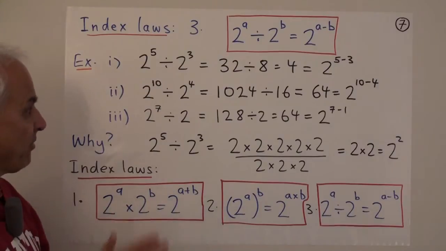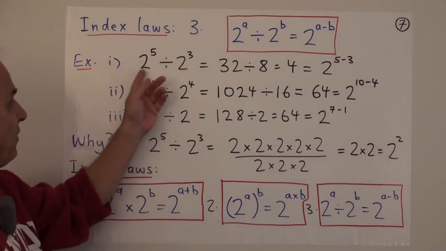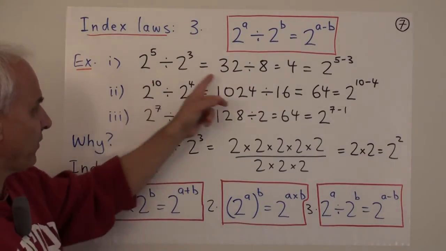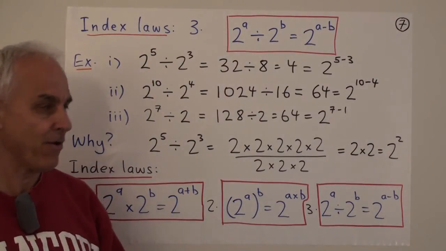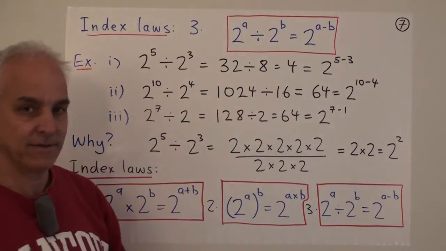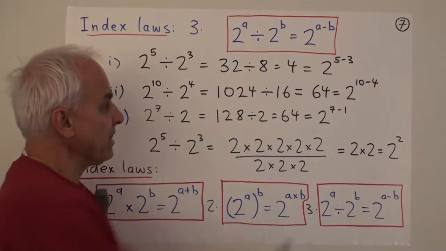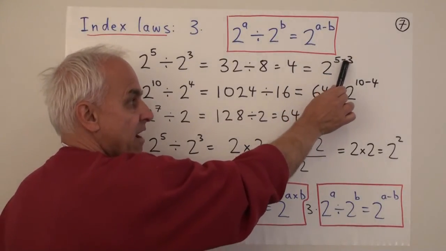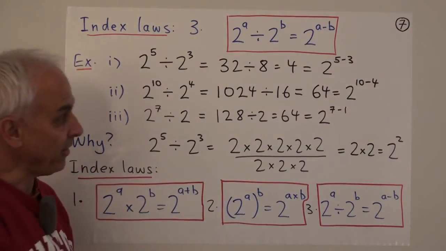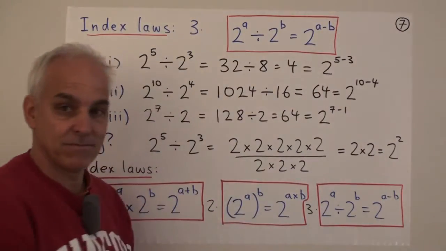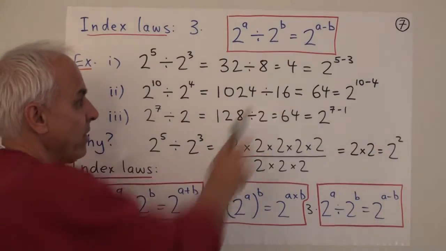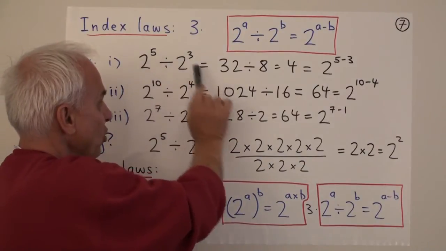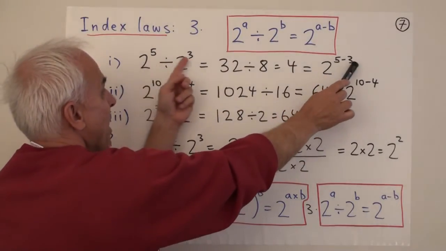So let's look at some examples first. How about 2 to the 5th divided by 2 cubed? Well, 2 to the 5th is 32. Perhaps you remember that now. 2 cubed, I hope we all know that that's 8. 32 divided by 8 is 4. Is 4 equal to 2 to the 5 minus 3? Yes, it is, because 5 minus 3 is 2 squared, which is 4. So it works in this case. 2 to the 5th divided by 2 cubed is 2 to the 5 minus 3.